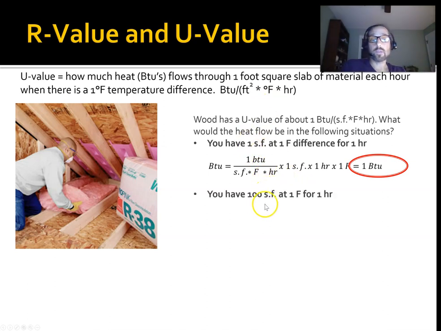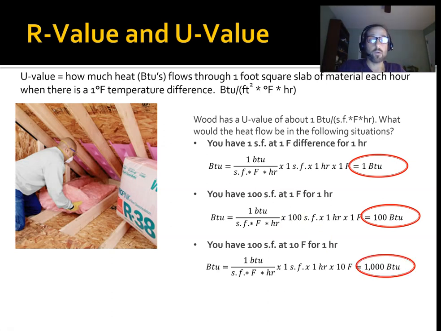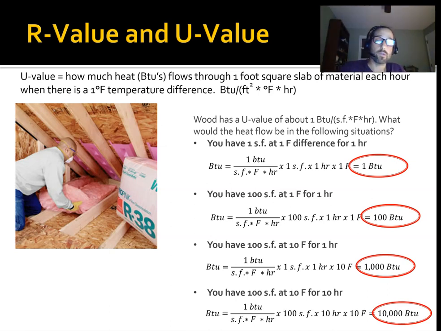So let's say we have the same wood, but it's 100 square feet. It's a delta T of 1, and it's over the course of 1 hour, right? So same situation, but instead of 1 square foot, we have 100 square feet. So we're just going to lose 100 BTUs, because it's 100 square feet. What if I have 100 square feet, and there's a 10 degree temperature difference for 1 hour? It's going to be 1,000 BTUs. What if I have 100 square feet, a 10 degree temperature difference over 10 hours? I'm going to lose 10,000 BTUs.